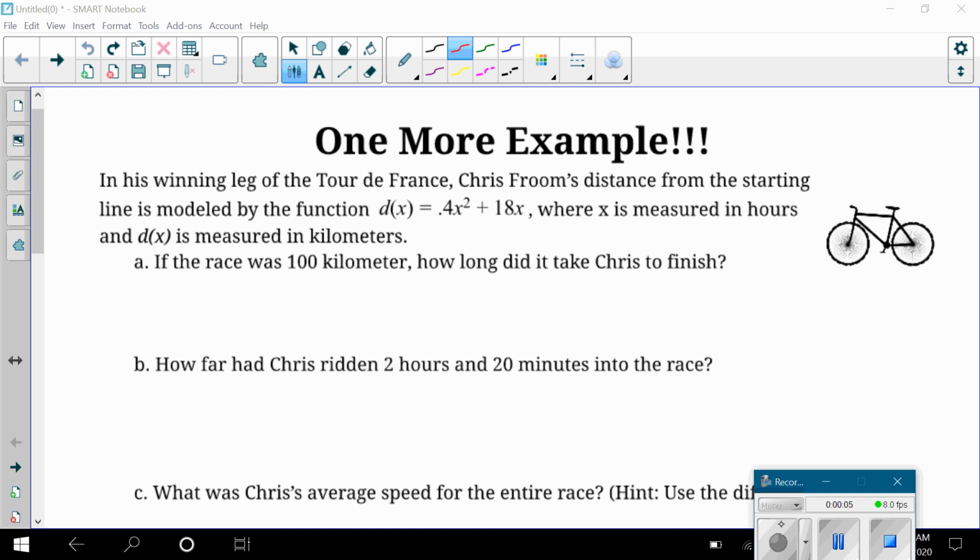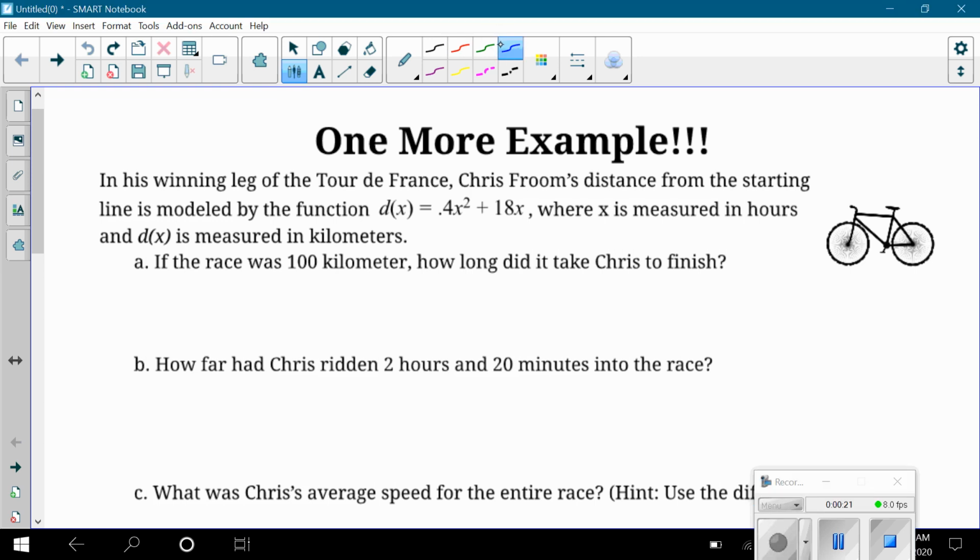We're going to go through one more example of finding speeds, and we're really going to emphasize the difference between average speed and instantaneous speed. The difference between speed over an interval of time and your speed at 1 second, 1 millisecond, in a single instance. Same type of situation here: you got this guy, Tour de France, riding his bike. Here's his distance. X is time in hours. D is distance in kilometers.